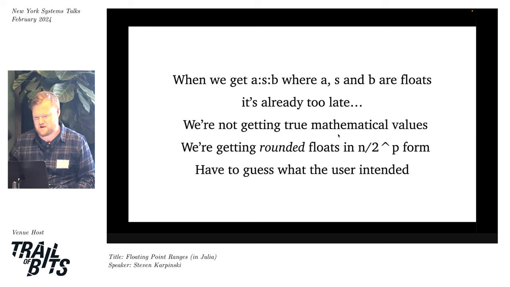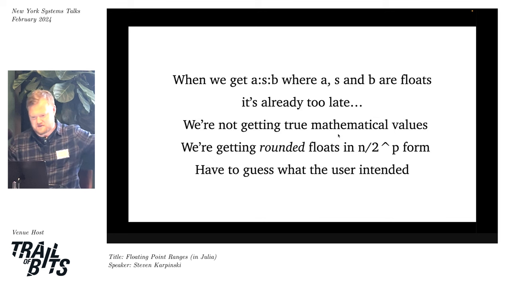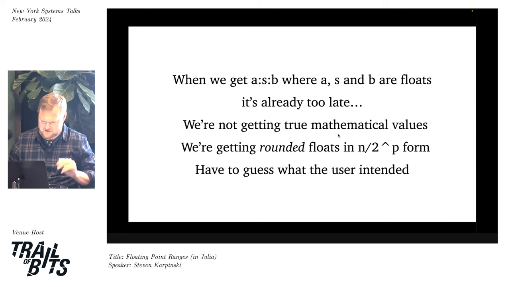So when we get a range a:s:b and they're floats, it's already too late. The floats have already lost the information about the intent of the user. They might not have written them as literals. We might have done a computation. They might have written 1 divided by 10, or it might have come from somewhere else. So to generally solve this, we have to take the floats and figure out something that makes sense.